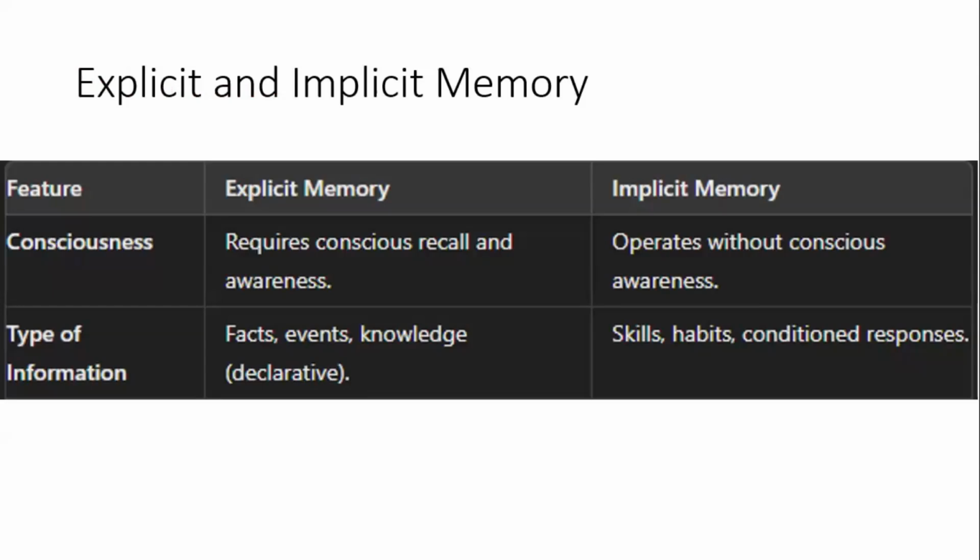We are in the last slide and the most important types of memory. The first one is explicit memory and the next one is implicit memory. Let me explain implicit memory first anyway. There are certain things that we can do without thinking about it at all, like without any conscious awareness.